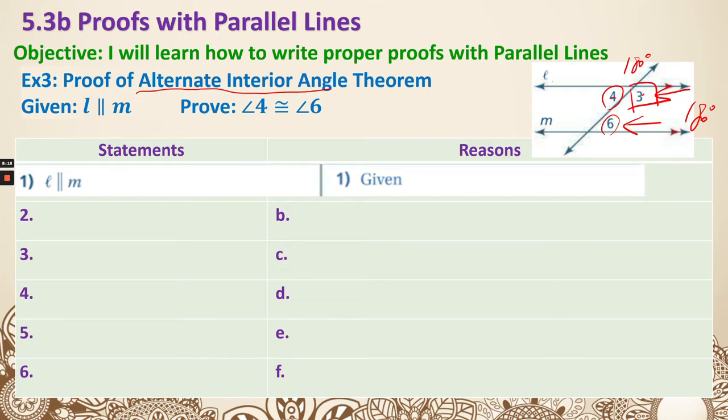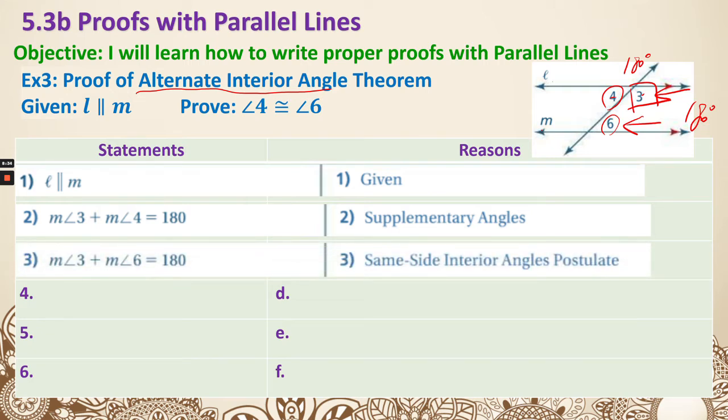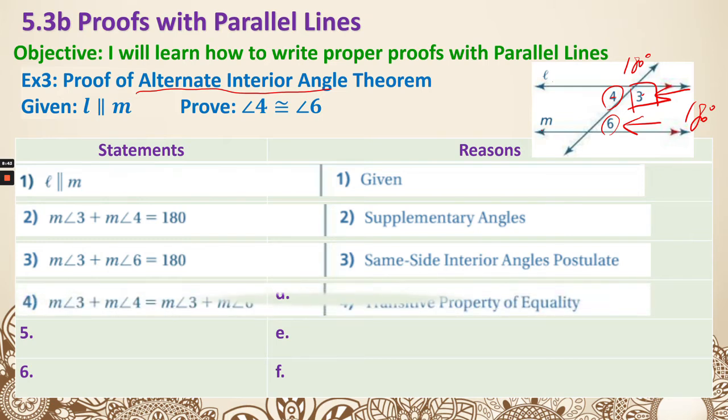We use the 180 degrees and we can replace things. So step 2 is angle 3 and angle 4 add up to 180 degrees. That's because of the supplementary angle definition. After that, we also see angle 3 and angle 6 are 180 degrees. That's because of the same side interior angle postulate. And because of that, we can say angle 3 plus angle 4 equals angle 3 plus angle 6, because they both equal 180 degrees.